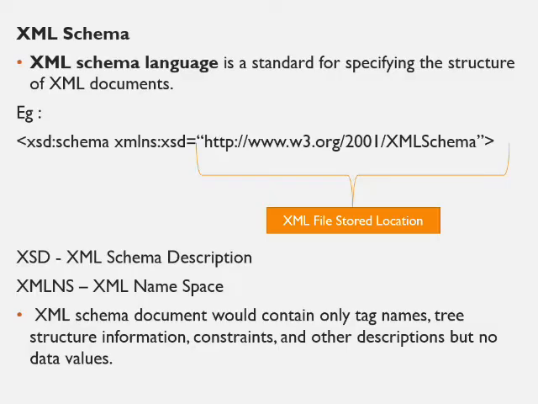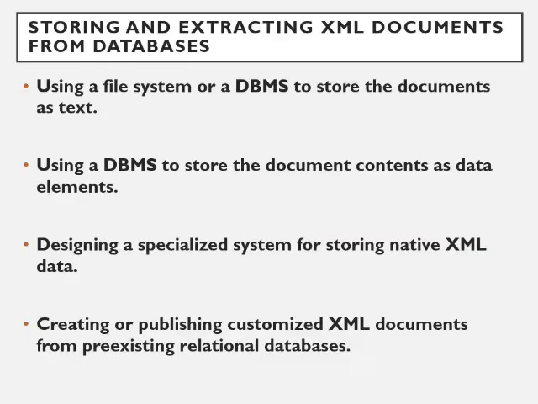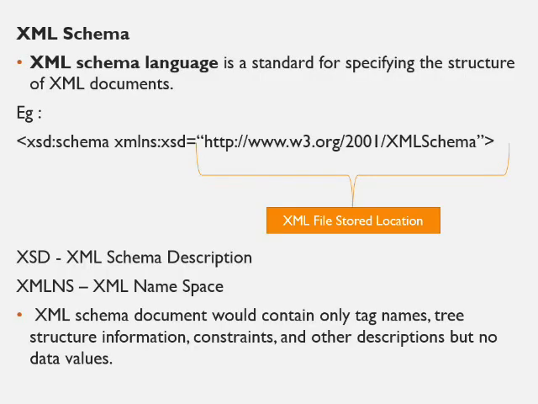To identify the specific set of XML schema language elements being used, we specify a file stored at a website location. The link refers to it as an XML schema command. The XML namespace defines the set of commands. The file name is assigned to the variable XSD, which is called XML schema description.